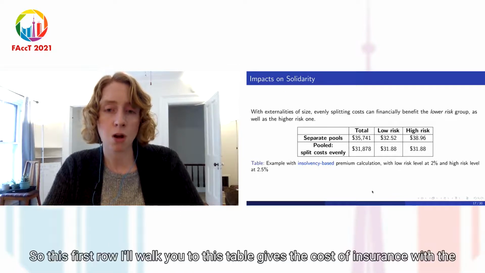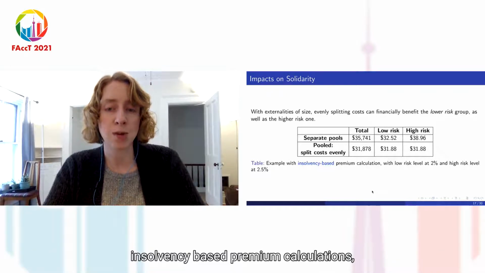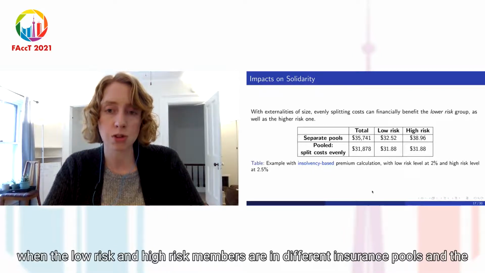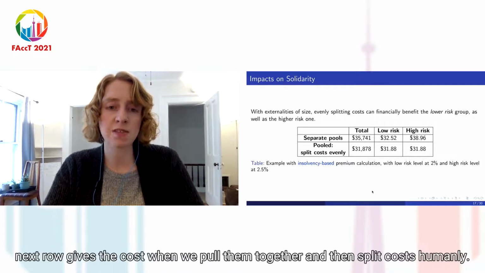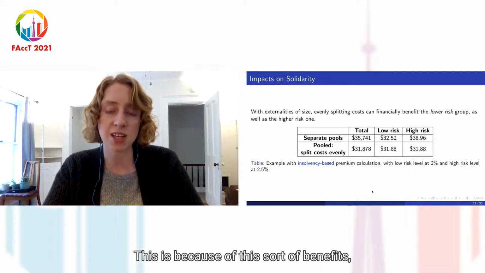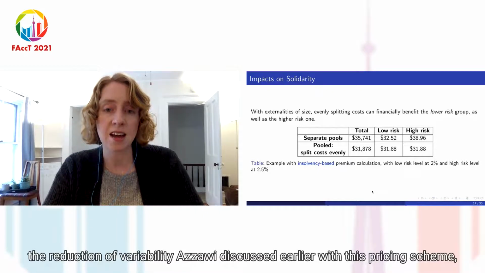So this first row, I'll walk you through this table, gives the cost of insurance with the insolvency-based premium calculations when the low risk and high risk members are in different insurance pools. And the next row gives the cost when we pool them together and then split costs evenly. So first note that the total amount of costs strictly decreases. This is because of the reduction of variability as we discussed earlier with this pricing scheme.